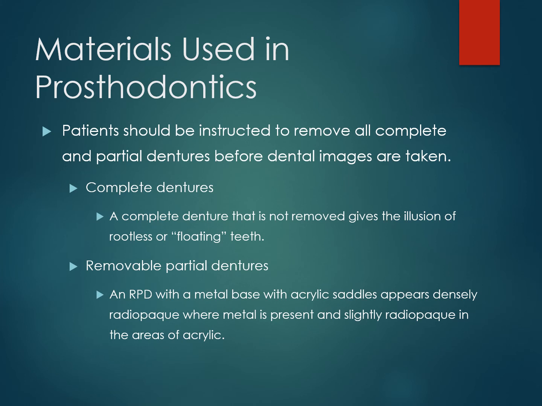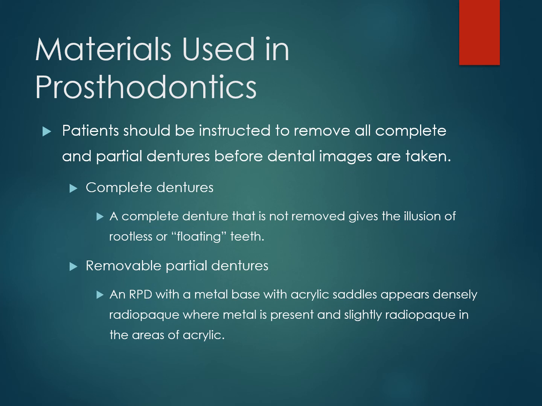All right, next up is prosthodontics, materials that are used in prosthodontics. And these are going to include complete dentures and removable partial dentures. These are things that should be taken out of the mouth before you take your radiograph, right? We don't need to see these on our images. They're going to obscure and obstruct our field of vision for the things we want to see.